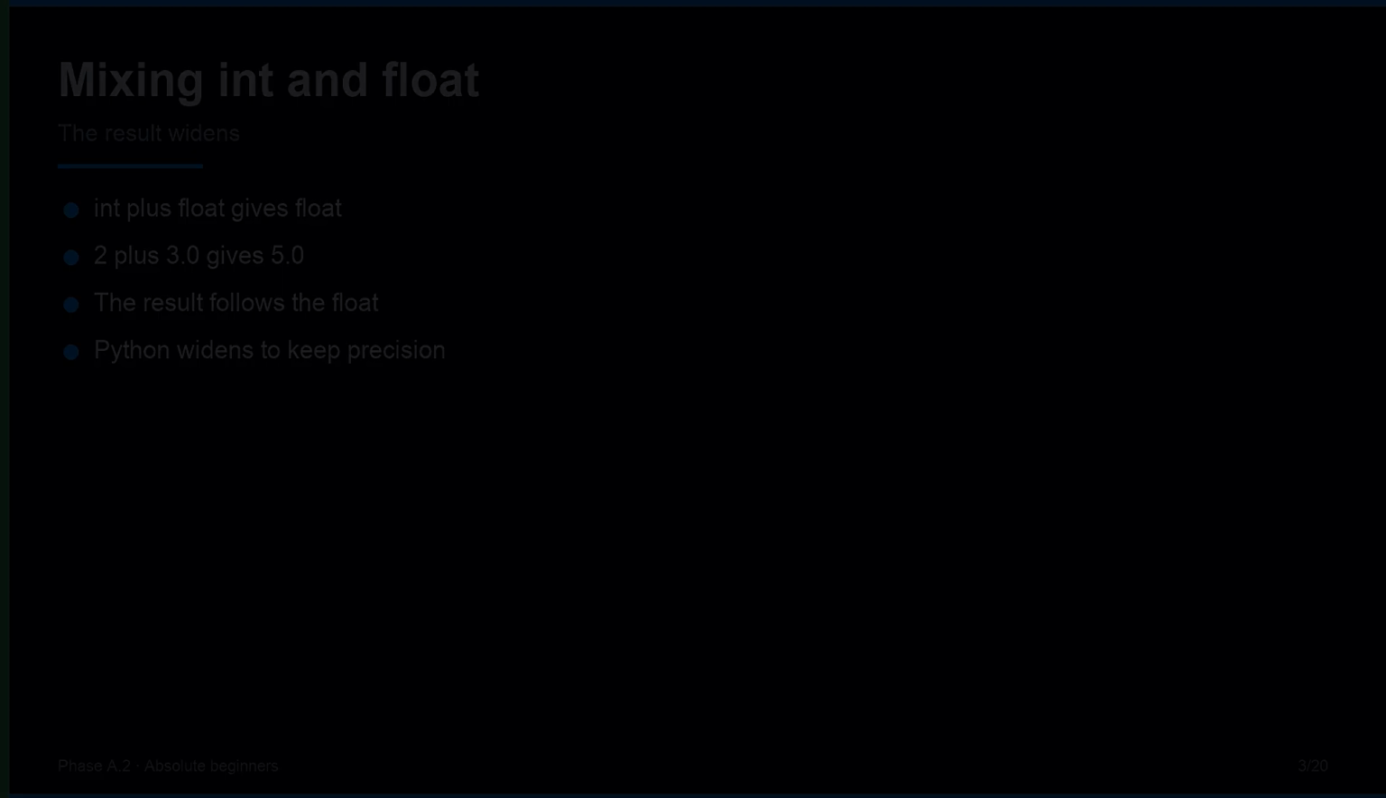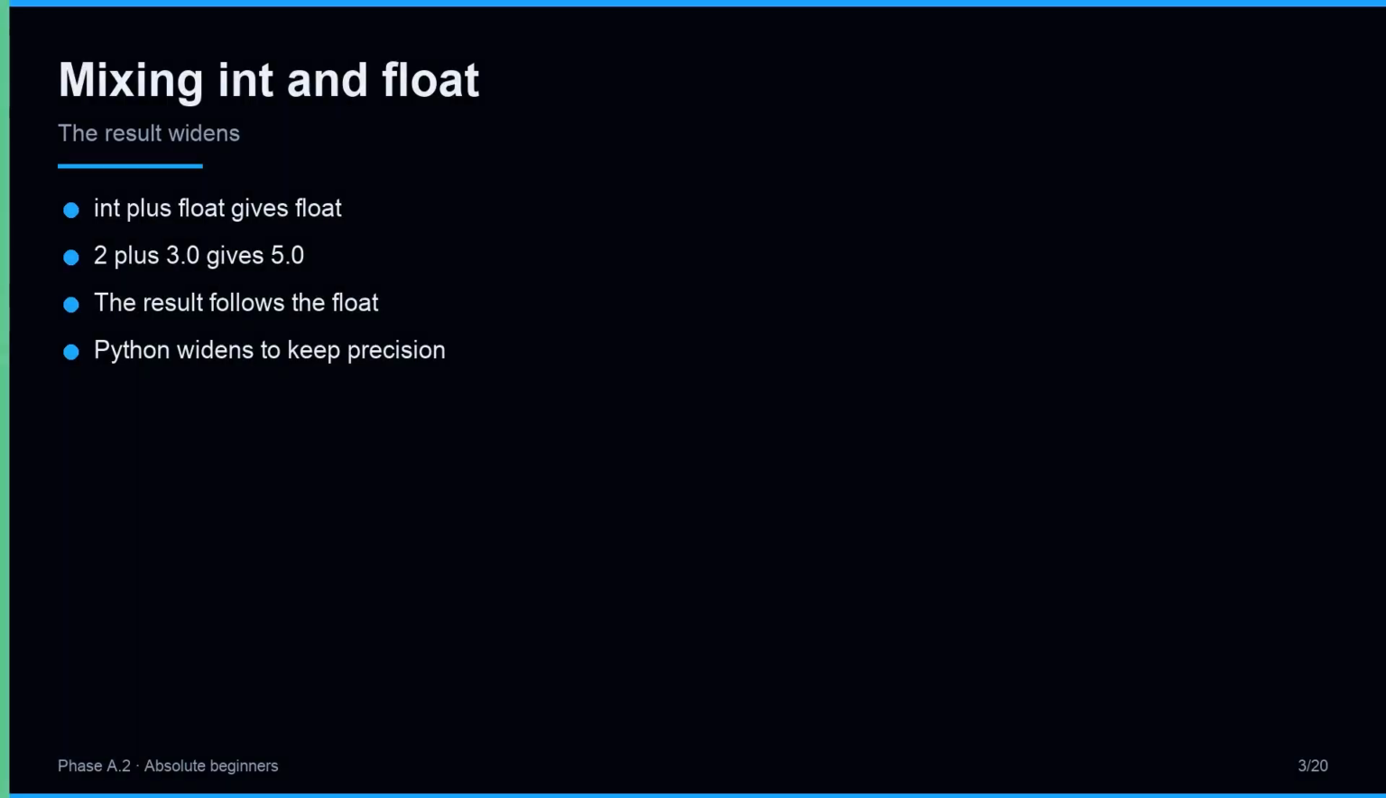The dot rules. Here is the first rule of float arithmetic. When you combine an int and a float, the result is always a float. Adding 2 plus 3.0 gives 5.0, a float, not 5. The idea is that Python widens to the more general type so no fractional information is lost. Even when the answer happens to be whole, like 5.0, the type stays float because a float was involved. This rule is consistent and it keeps arithmetic honest.